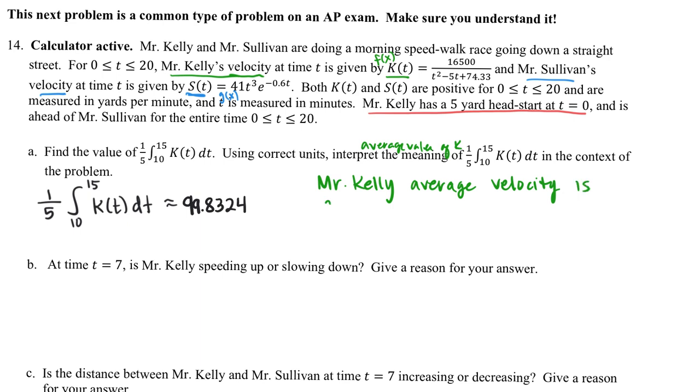Is 99.8324. Since this is the average value of K, it is the same units as K. K is yards per minute. I'm going to say from t equals 10 to t equals 15 minutes.